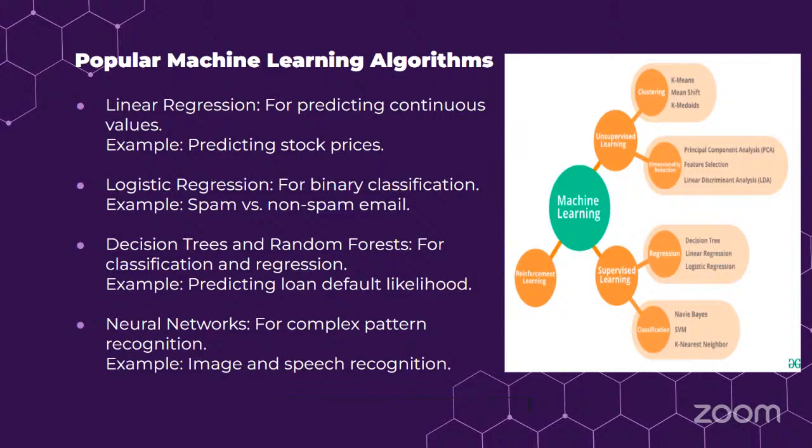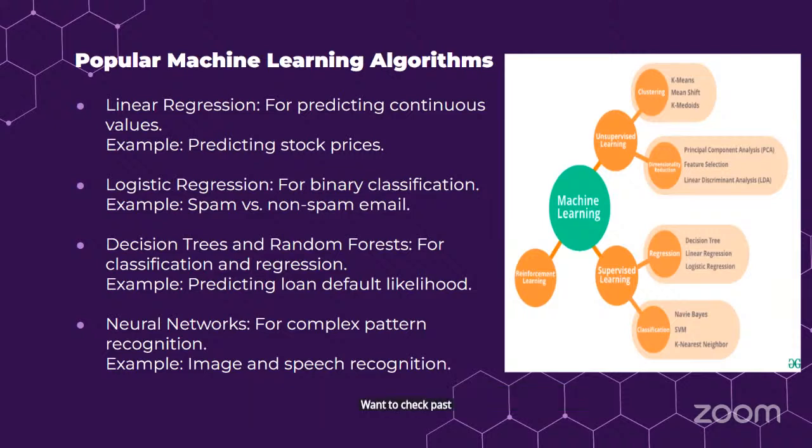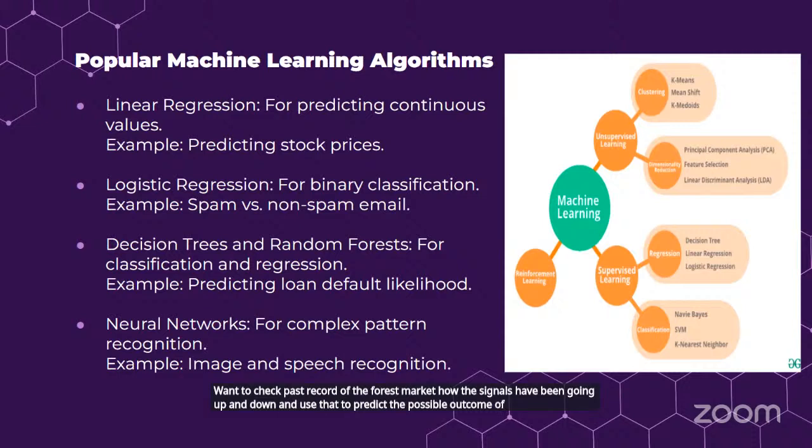Now, when those values are in place, we can actually, based on repeated patterns, or let's give ourselves a clear instance here. If you go into Forex, you can see the Forex signals. Oftentimes, for example, we are using our brain to play the part of the model training. We want to check past records of the Forex market, how the signals have been going up and down, and use that to predict the possible outcome of what is to come. That's a pure example of linear regression.